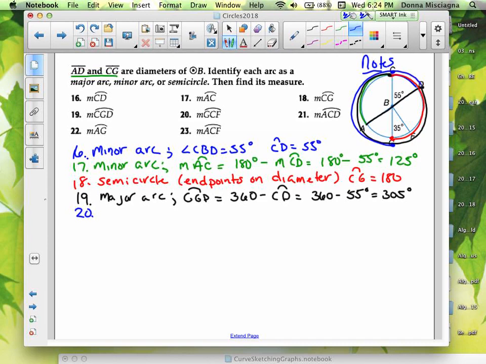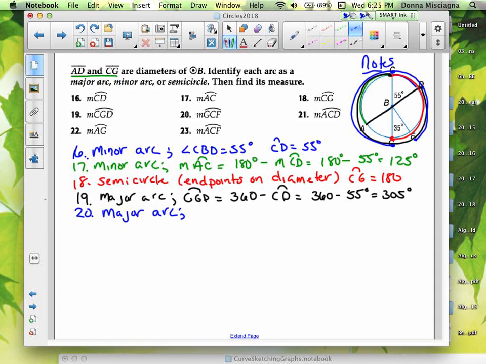But it's GCF. And so notice that's everything but that tiny little piece there, which I don't even know if you can see anymore, is CF. So that one certainly is a major arc. That's a mighty major arc. It's almost a whole circle there. And so arc GCF, I keep wanting it to be CGF. There's not even a CGF up here.